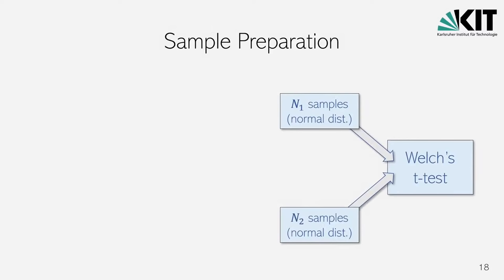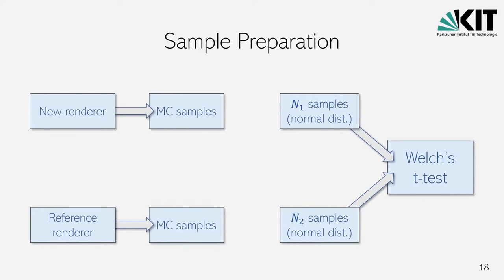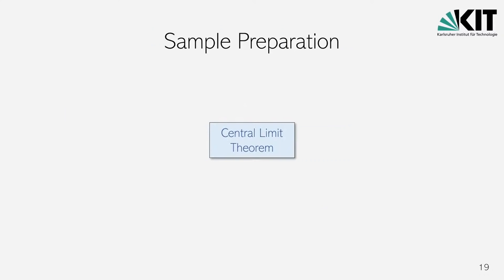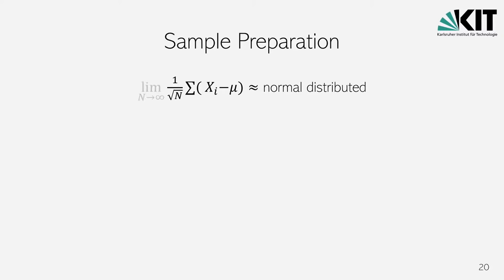First, we need to consider that the input samples for our t-test have to be normal distributed, but the contributions sampled by Monte Carlo renderers are typically not normal distributed, so we first have to somehow transform them to roughly normal distributed samples. To do that, we rely on the central limit theorem, which states that the properly normalized sum of an increasing number of samples from some arbitrary distribution tends to be normal distributed. Now, of course, we can't have infinitely many samples, but we can at least approximate this by summing up a finite amount of Monte Carlo samples, and as long as we use the same number of samples for each of the sums, we can also drop the scaling and the shift.